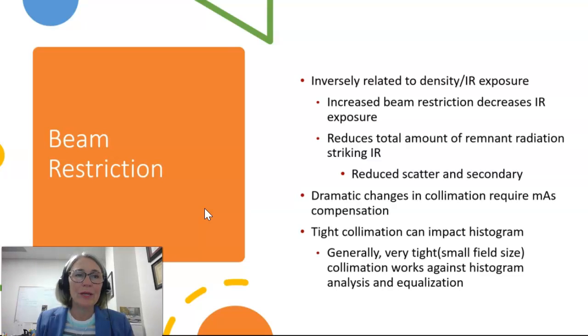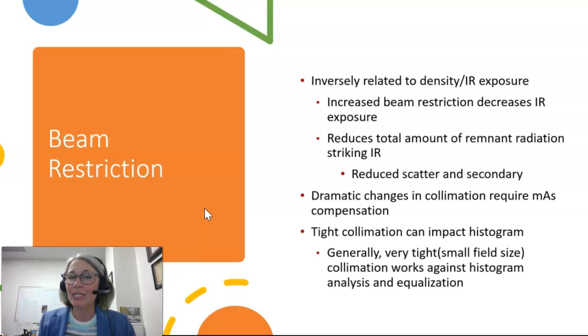All right, so beam restriction is inversely related to IR exposure. Increased beam restriction decreases IR exposure, reducing the total amount of remnant radiation striking the IR, which reduces scatter and secondary radiation. The number one thing you can do is collimate, to reduce scatter and radiation dose to the patient.